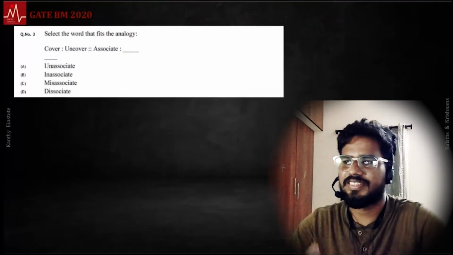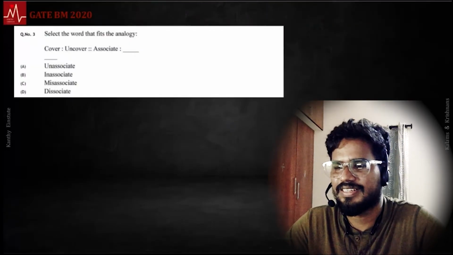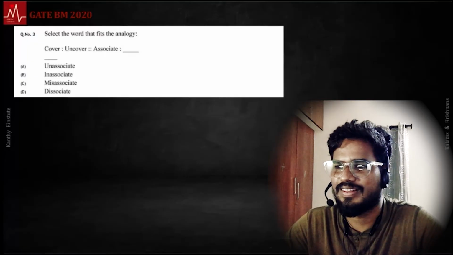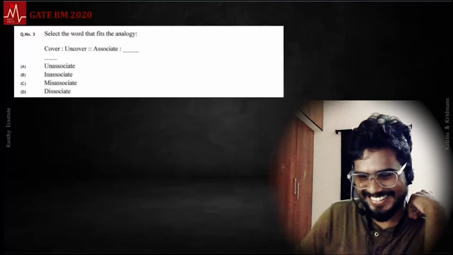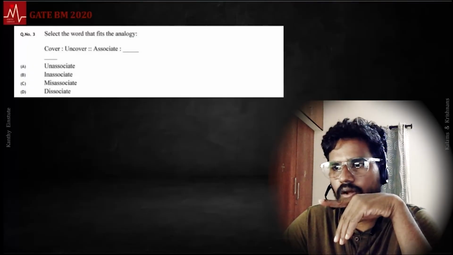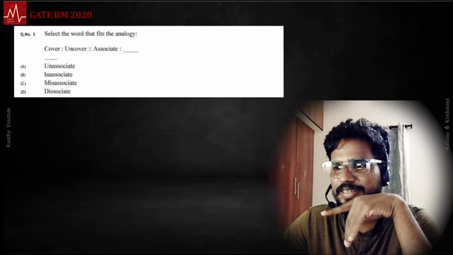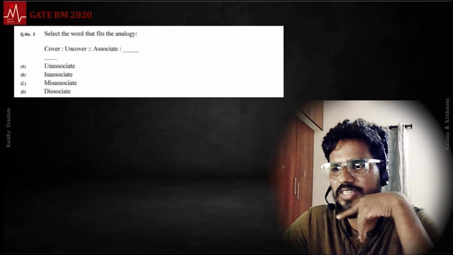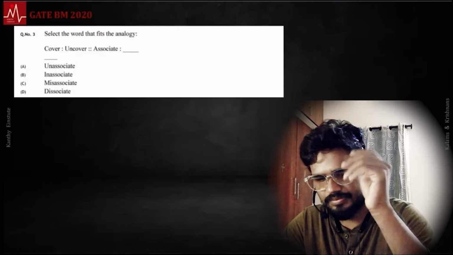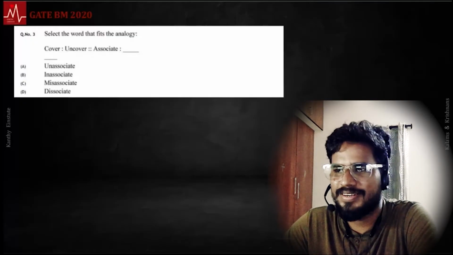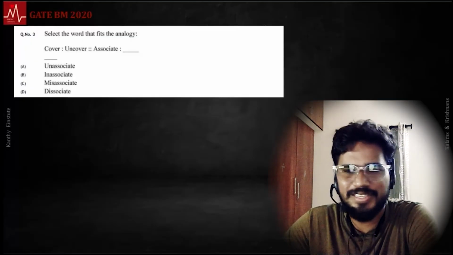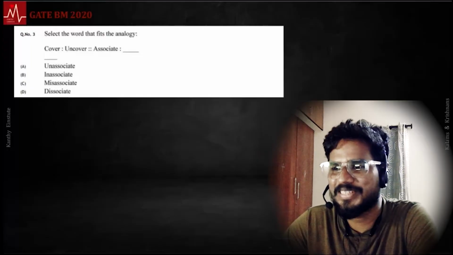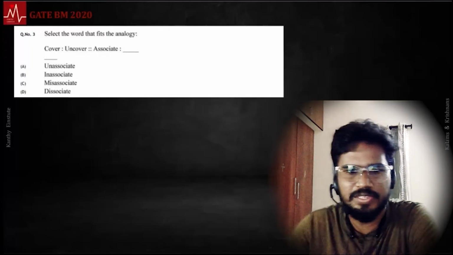One mark verbal aptitude questions. Select the word that fits the analogy. Cover and cover. Associate, analogously, unassociate. So the four options are unassociate, inassociate, misassociate, disassociate. Anyone with any feeble memory of chemistry, biomedical engineers, feeble memory of biomaterials, there is a dissociation constant. There is no unassociation constant, inassociation constant, misassociation constant.